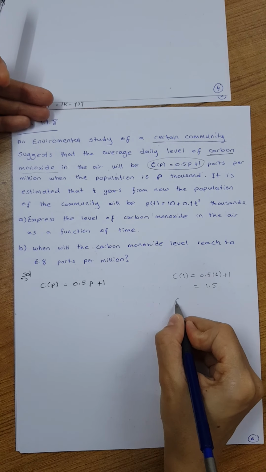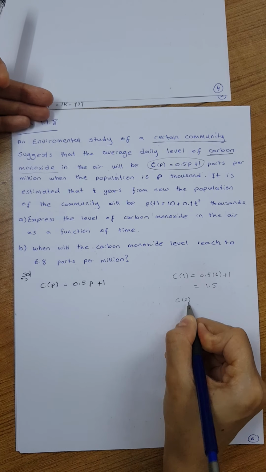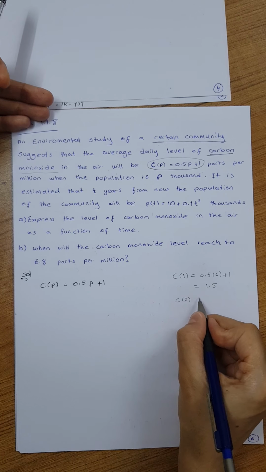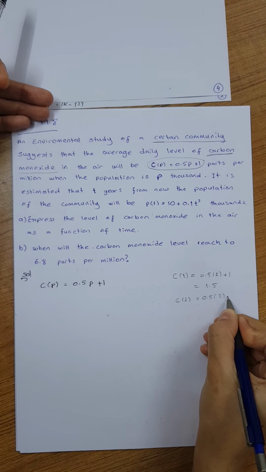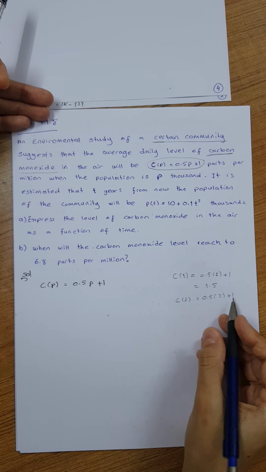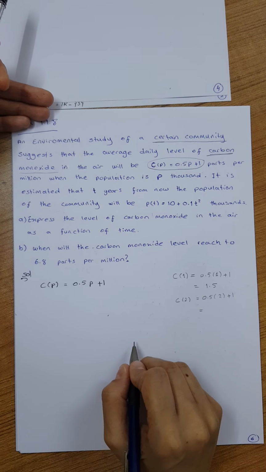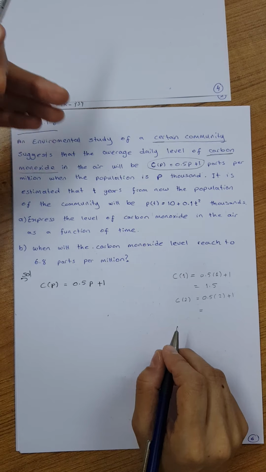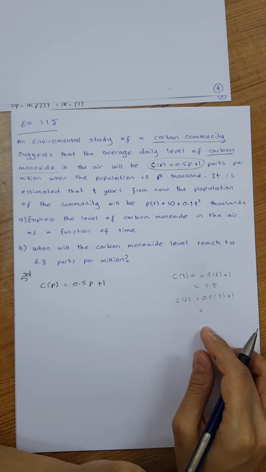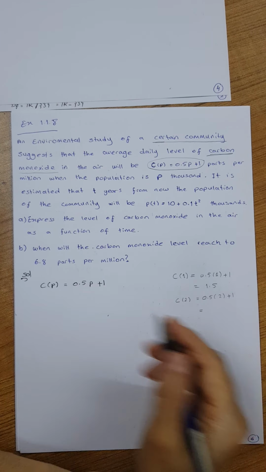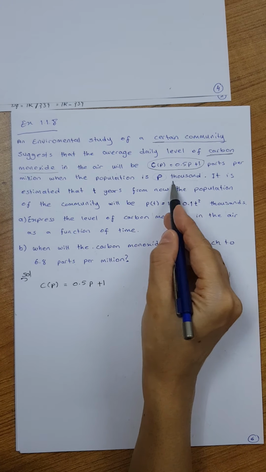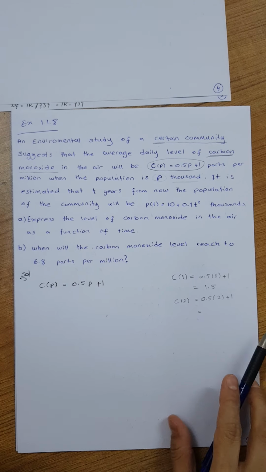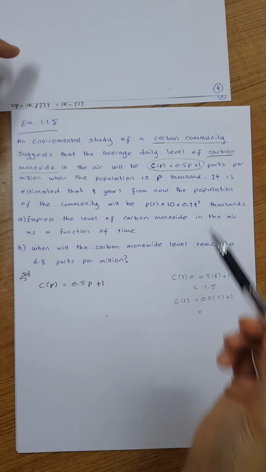If I want to find the carbon monoxide level of 2,000 people, how can I calculate this one? 0.5 multiplied by 2 plus 1. Calculate this one. You will get the carbon monoxide level of 2,000 people in the air. Okay, so what is that P that is given to me? It is P thousands of people, the population. Okay, let's come to the other part.